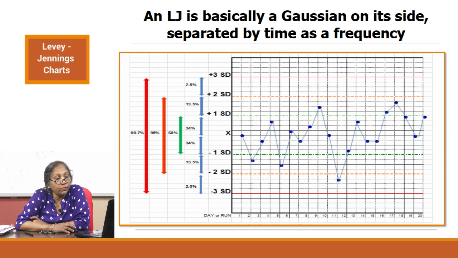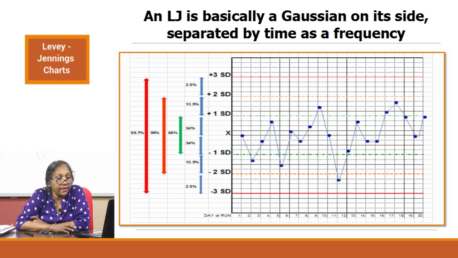So we are recapping that once again. An LJ is basically a Gaussian on its side, and it's separated by time as frequency. A Gaussian on its side, the rules of the Gaussian, the frequency of the runs, and you join all the dots, and you can look at the pattern of how the LJ is forming. So you look at this. This is your mean. This is your first standard deviation, second standard deviation. You see most of the points are clustered here. Some points are going beyond the second standard deviation.